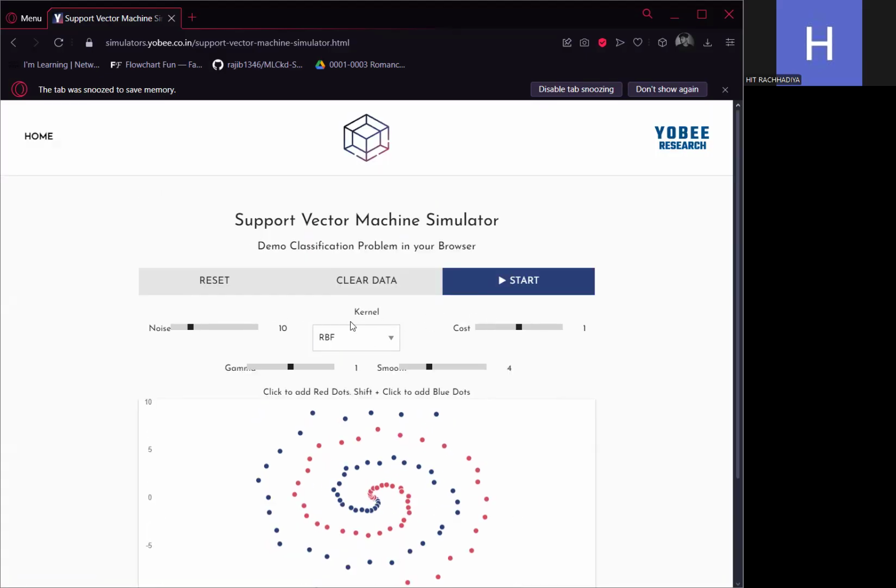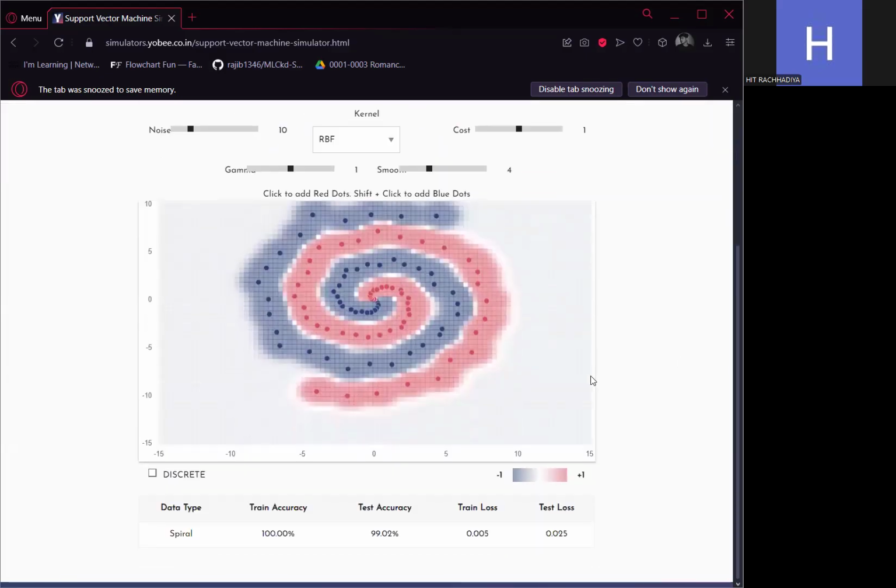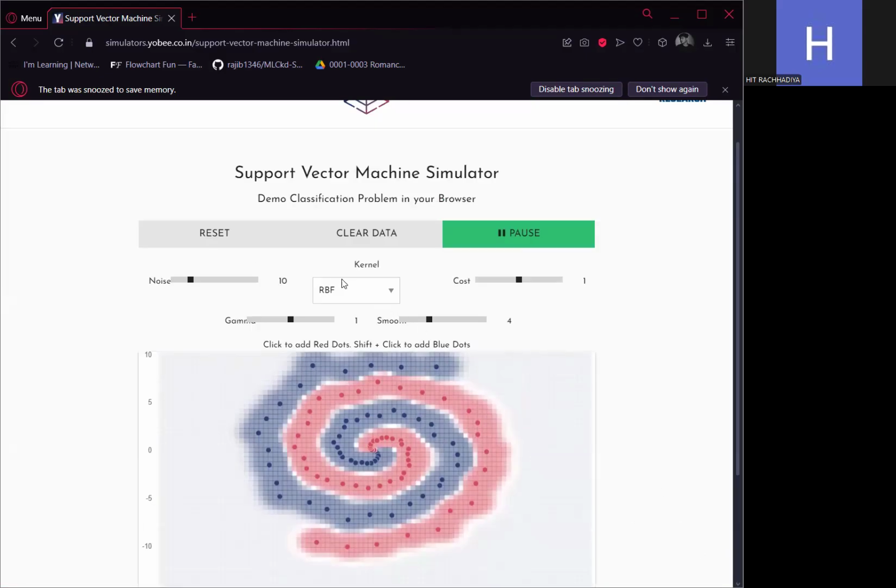Let's put all the values to the default and start the simulation. You can see now this is not discrete classification. It gives us this type of classification for spiral data, whose train accuracy is 100% and test accuracy is 99%. You can also see the losses are very low. So this is performing very well for this type of data.